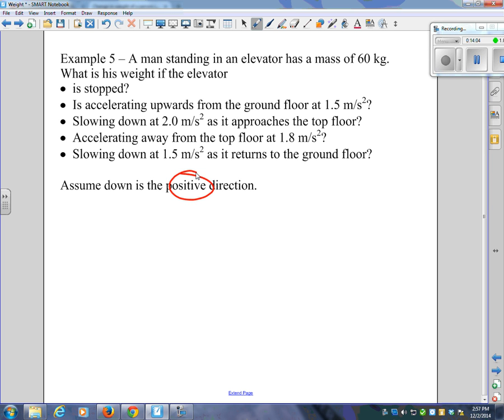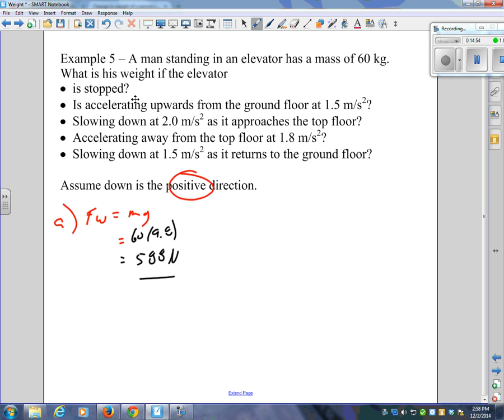A man standing in an elevator has a mass of 60 kilograms. What is his weight if the elevator is stopped? Well, as always, we like to start with the easy question. W equals mg. We're talking weight, not mass. So 60 times 9.8 is 588 newtons. Why are we trying to find his mass? What is his weight? His weight is not 60 kilograms. That's his mass.